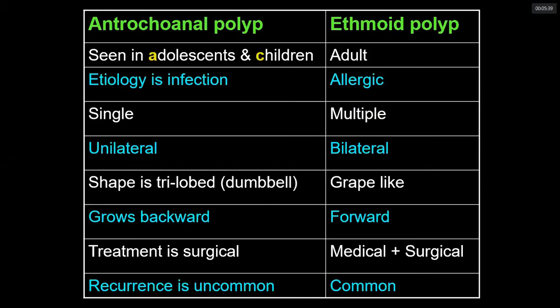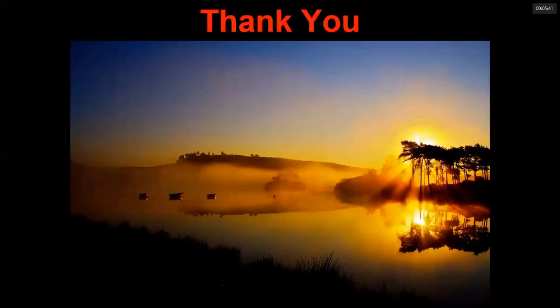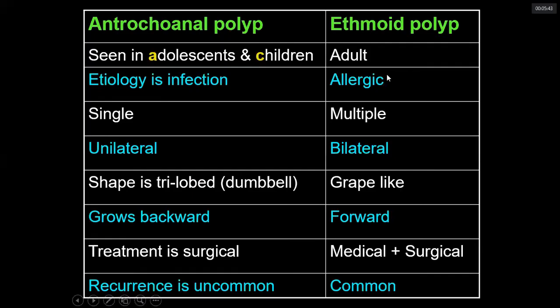Okay, probably this is the last class, and last slide. This is also the most important slide of today's lecture. Not in the final exam, but usually in the terminal exams, you are asked to differentiate between ethmoidal polyp and the antrochoanal polyp, and you need to know all these points. The more the points, the more marks you get. The fewer the points, the fewer marks you get. So be careful here and just take a snapshot or write it down.